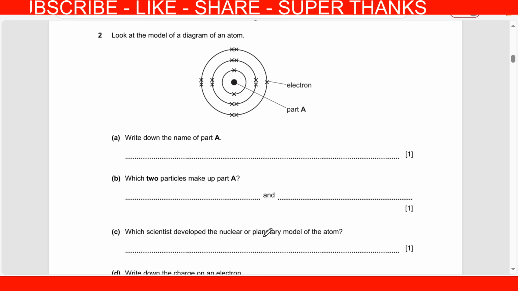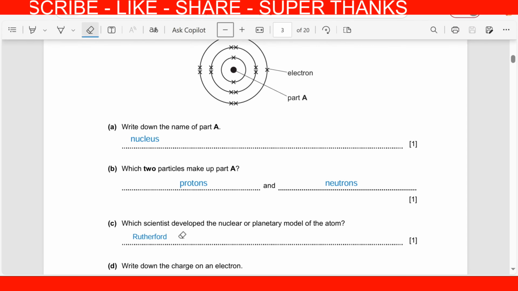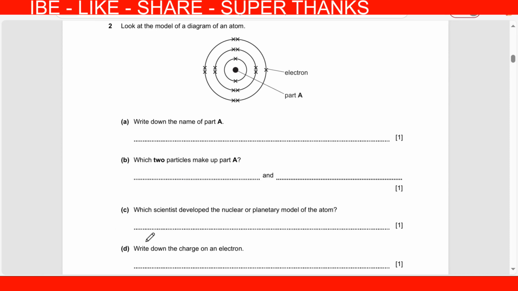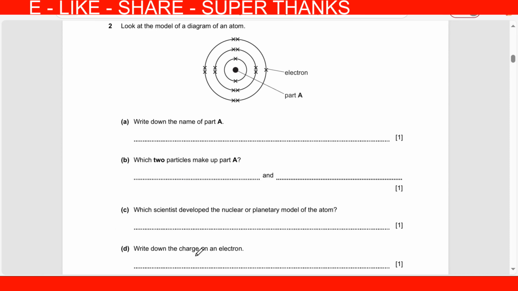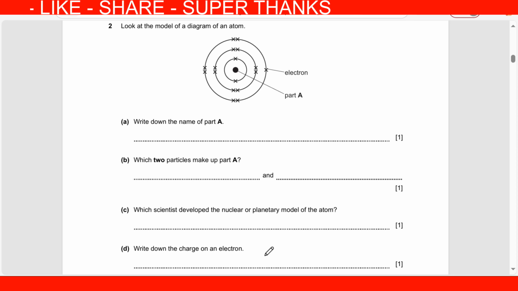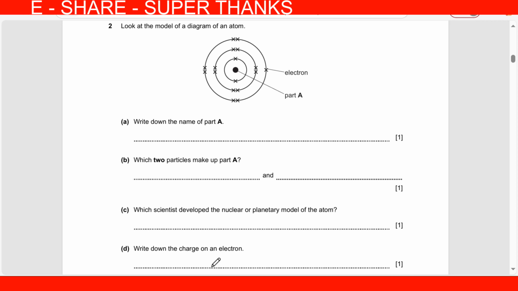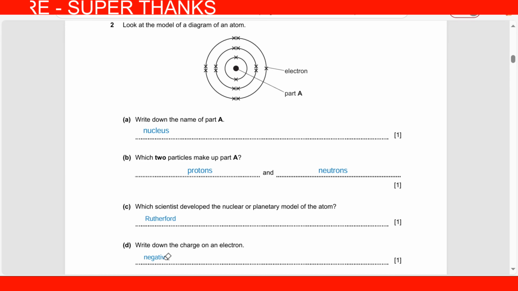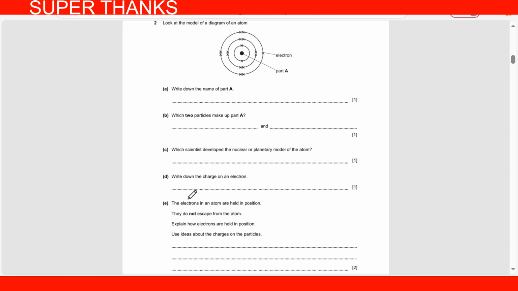Okay, let's check out the answer, guys. Well, it's Rutherford. Let's move on. Now we are in 2d. Write down the charge of an electron. It's pretty easy, right? Let's check out the answer, guys. So it's negative. Okay, you get it correct. Let's move on.